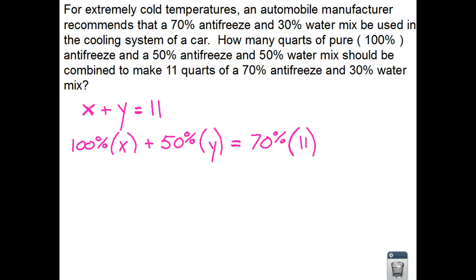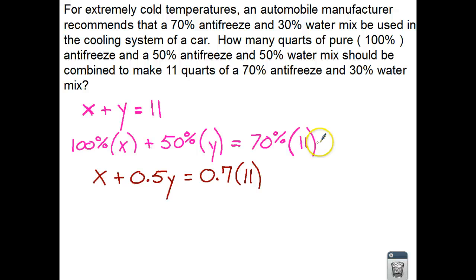So if I were to take these percentages, it'll be a little easier to use them as decimals. I don't think we'll be using a calculator, so let's change these percentages into decimals. So we drop the percent sign and move the decimal 2 times to the left. So we're going to end up with 1x plus 50% would be 5/10 y, and that is going to equal 7/10 of the 11 quarts.